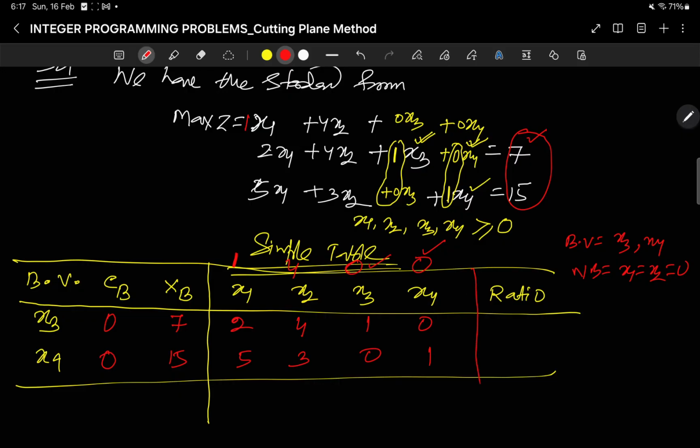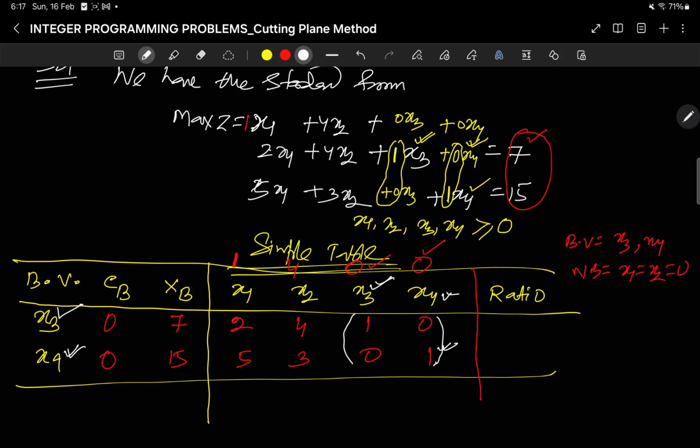So you see here, this identity matrix we are getting. Is it not an identity matrix? So you see this x3 being basic, x3 and x3, the intersection point is 1. x4 and x4, you see the intersection point is 1.